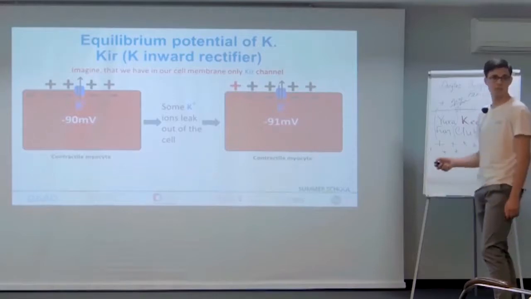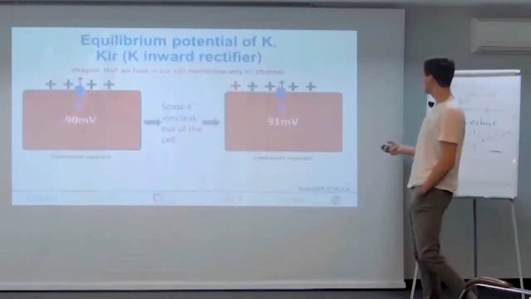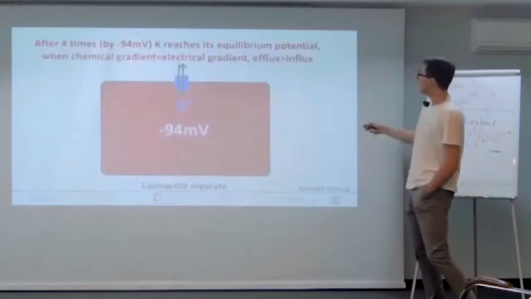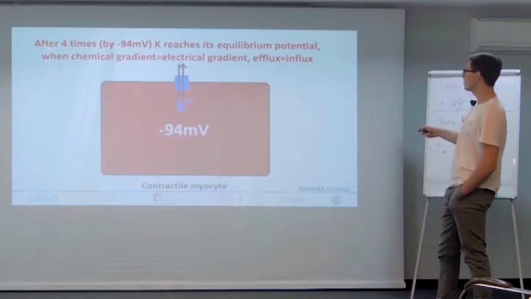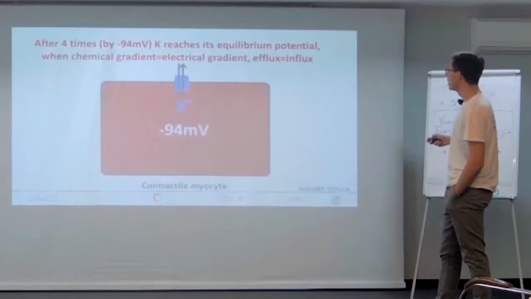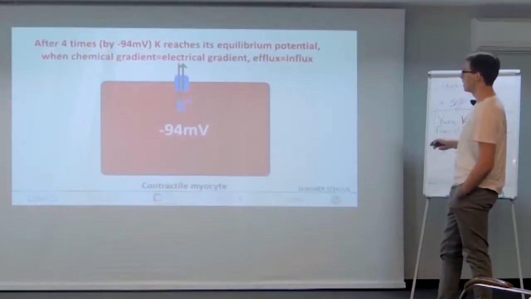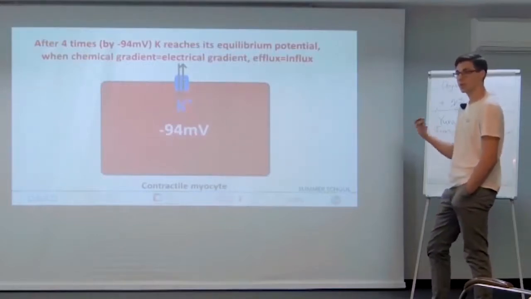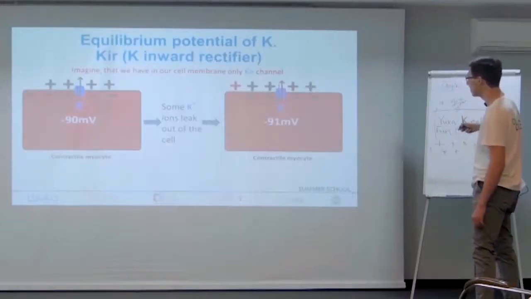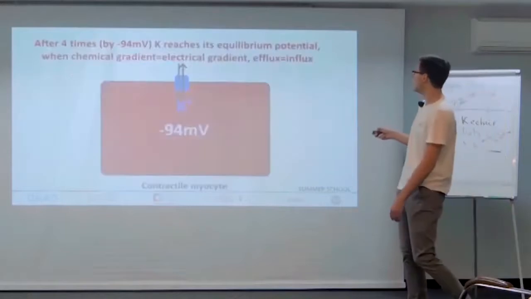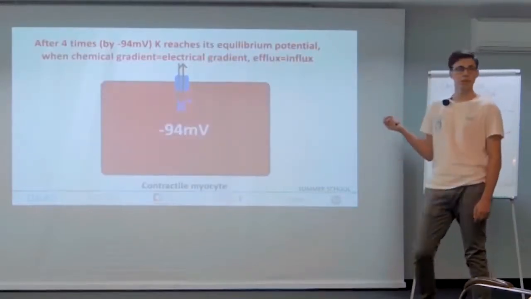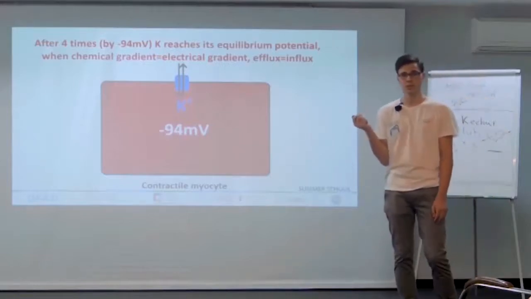Yes. Pretty easy. Okay. So after 4 times of this, some potassium ions leak out of the cell. After 4 times, because we had from minus 90 to minus 91, you'll have minus 94, and potassium reaches its equilibrium potential. So the potassium goes out till these 2 arrows, this will decrease, this will increase, and at one point at minus 94 millivolts, these 2 arrows will be equal. The chemical gradient will be equal to the electrical gradient.